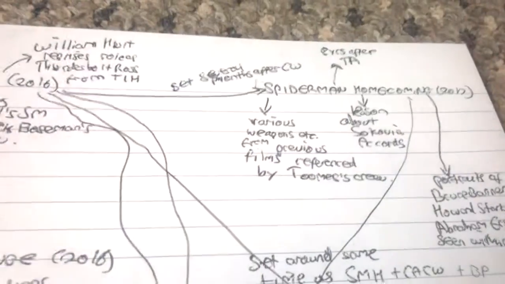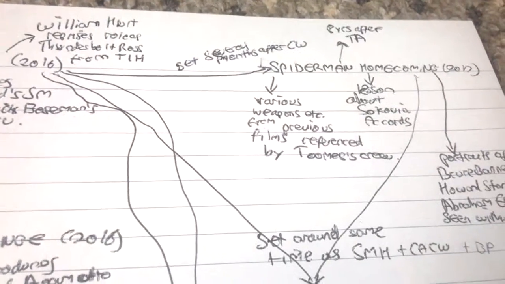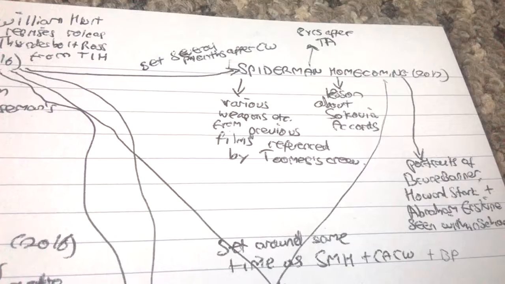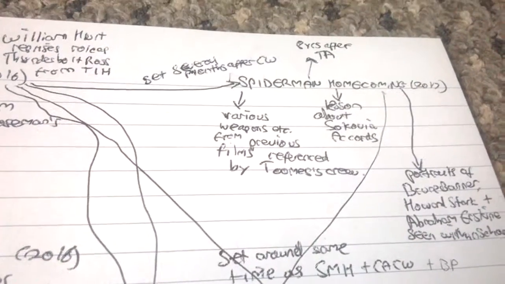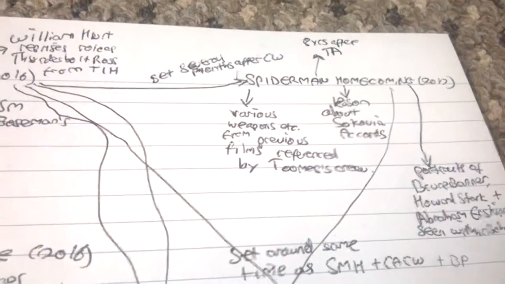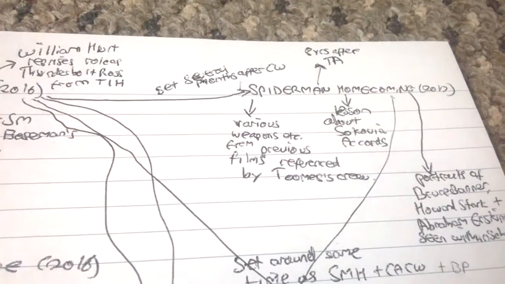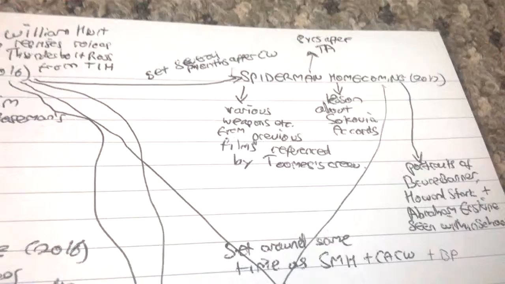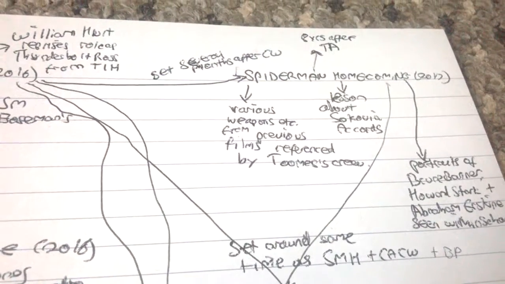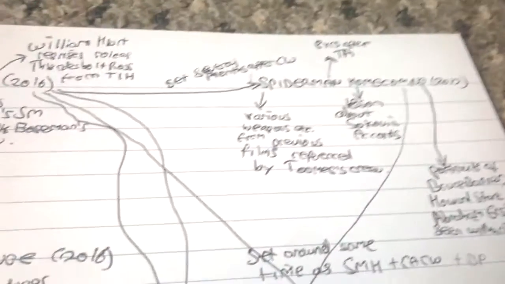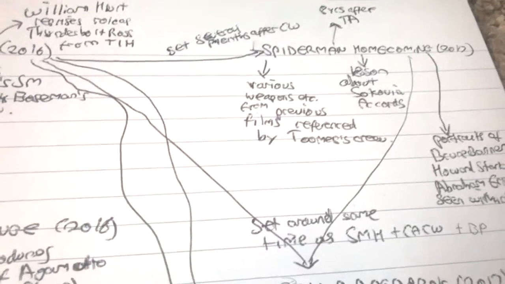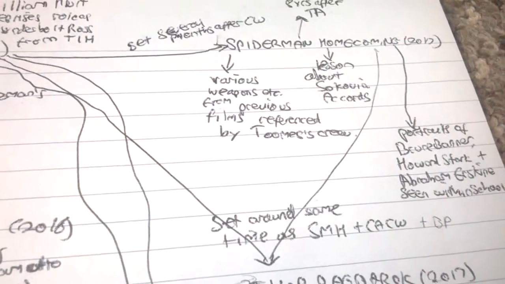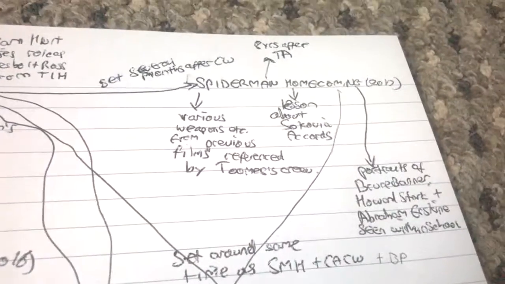Spider-Man: Homecoming, released in 2017, set several months after Civil War. It's also 8 years after the Avengers. Because the first part of it is Toomes, the villain, aka Vulture. His crew is taking stuff like Chitauri weapons and stuff. As it says there, various weapons, etc. from previous films referenced by Toomes' crew.